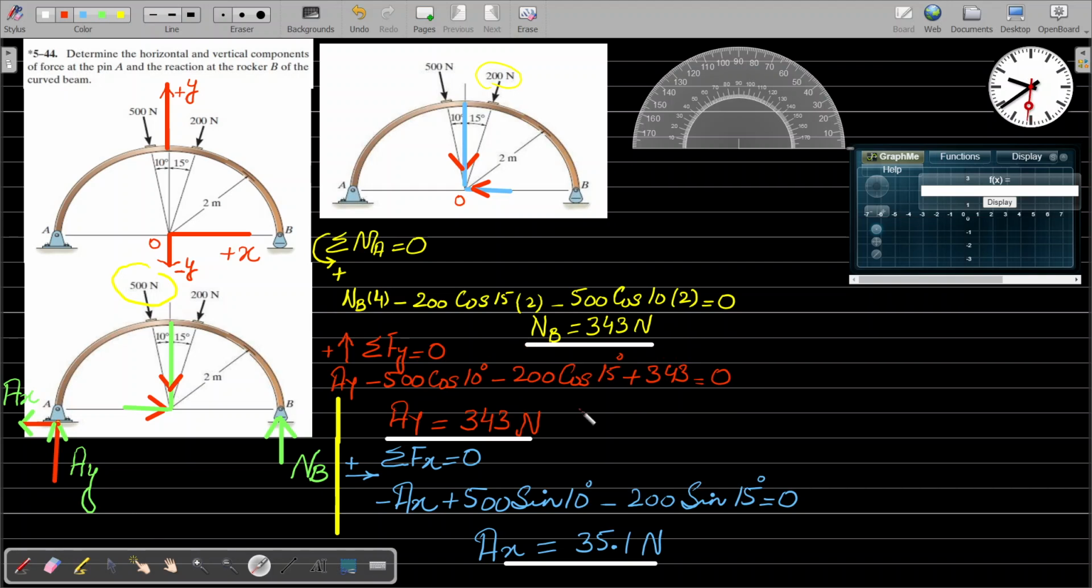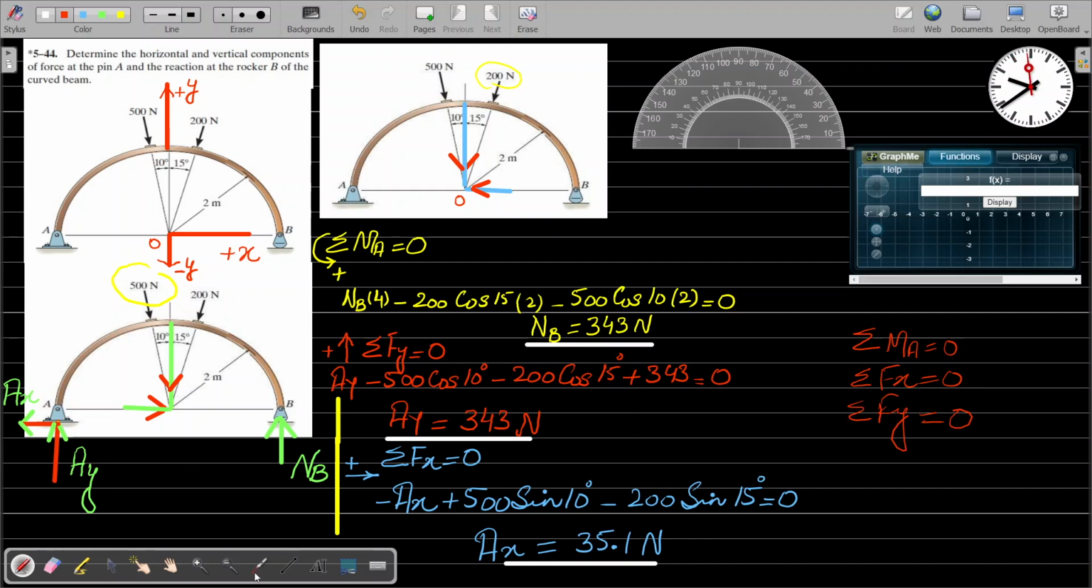Since we have three equations, remember we will always have three equations in this kind of problem. The first is the summation of all the moments about A equal to 0, the next is sigma Fx equal to 0, and the last one is sigma Fy equal to 0. So remember these three equations.